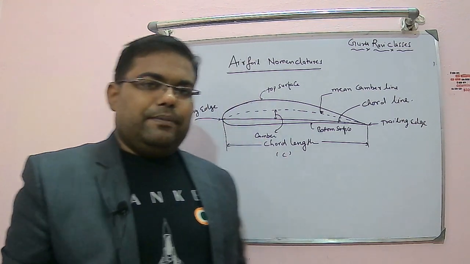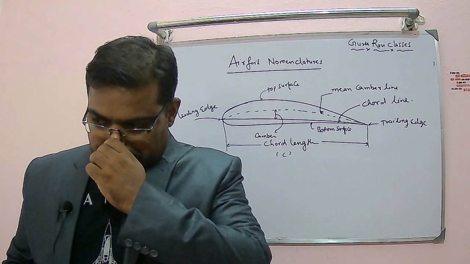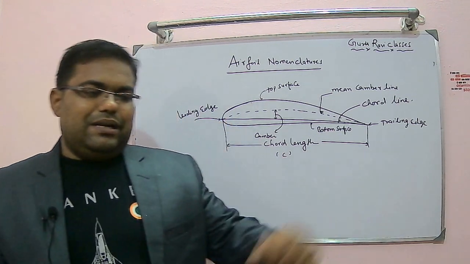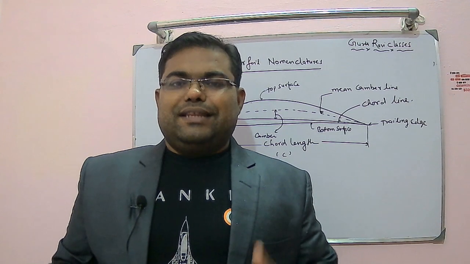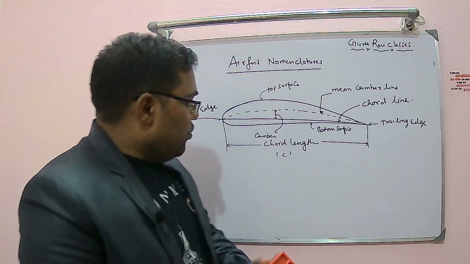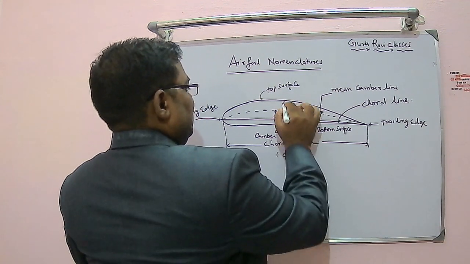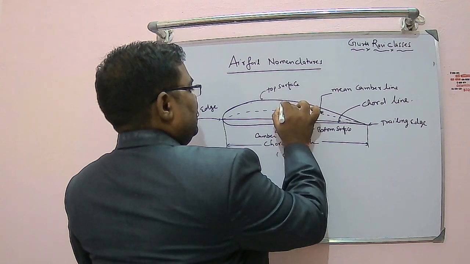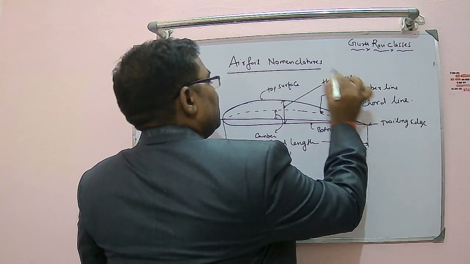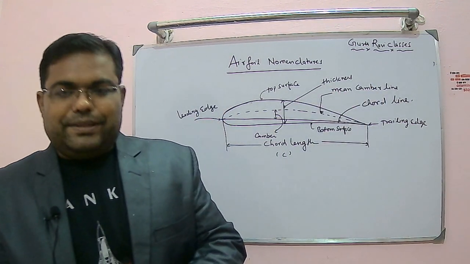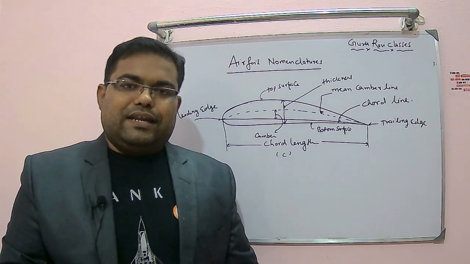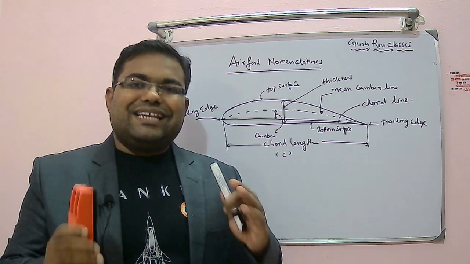You can choose the airfoil. If my camber is 0, in that case the mean camber line is going to coincide with the chord line, and in that case your airfoil will be symmetrical. It is called a symmetrical airfoil. Now the next parameter is called thickness. So thickness I can show like this. Thickness is the distance between the top and bottom surface of an airfoil when measured perpendicular to the chord line.